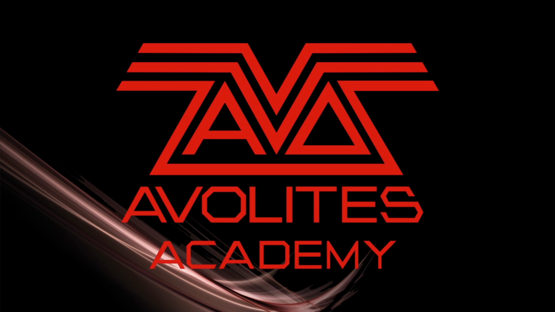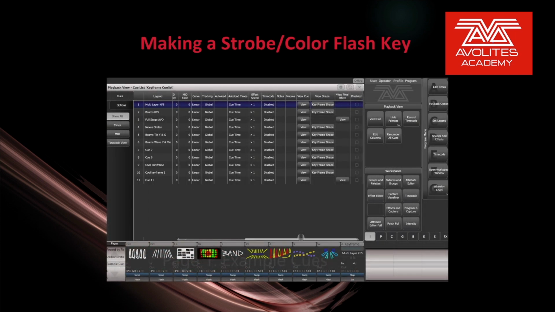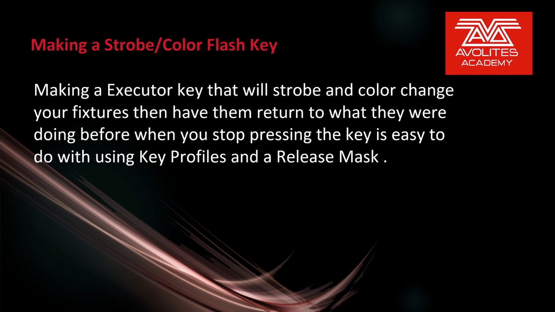Hey everybody, welcome back to Mission Control for a quick tips video. In this video we're going to talk about making a strobe / color flash key. Making an executor key that will strobe and color change your fixtures and then have them return to what they were doing before when you stop pressing the key is easy to do using key profiles and a release mask.